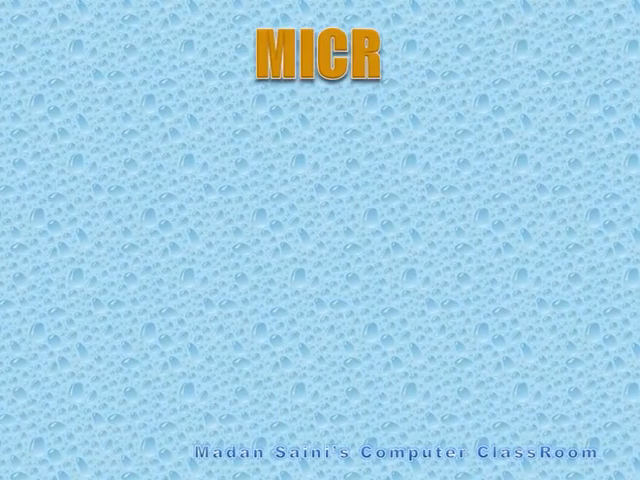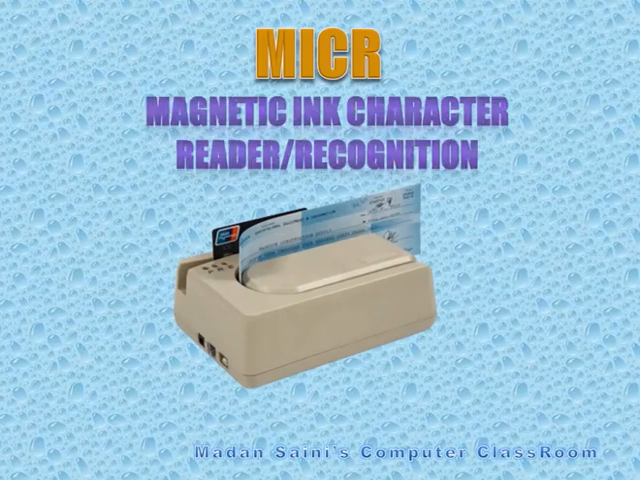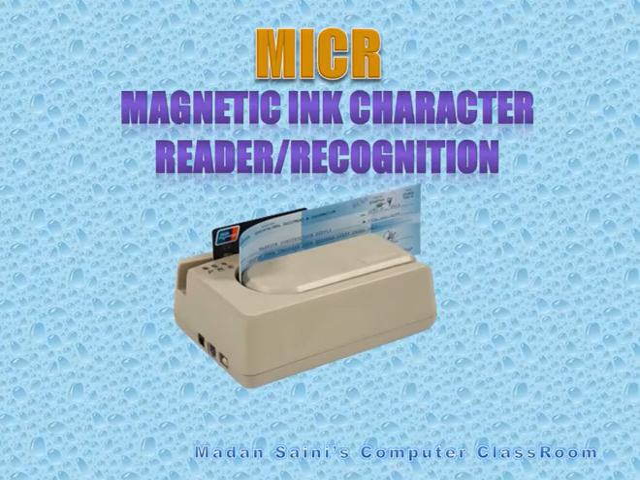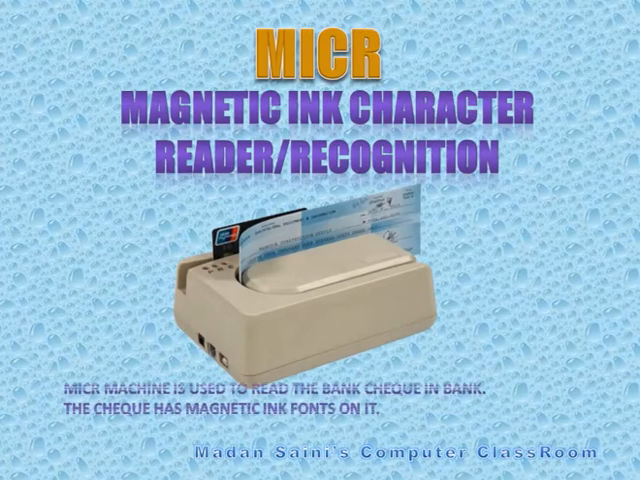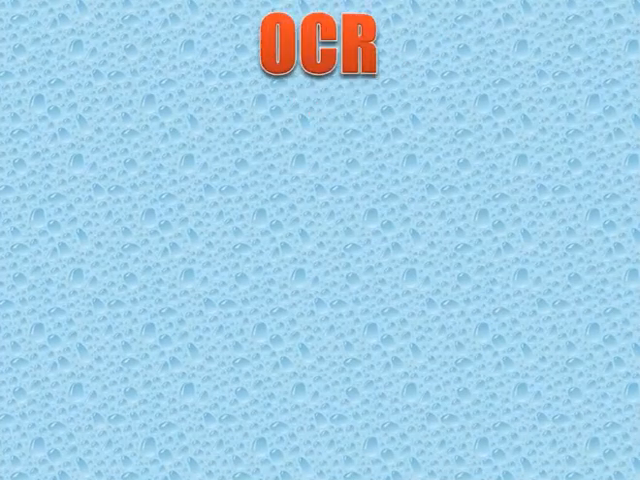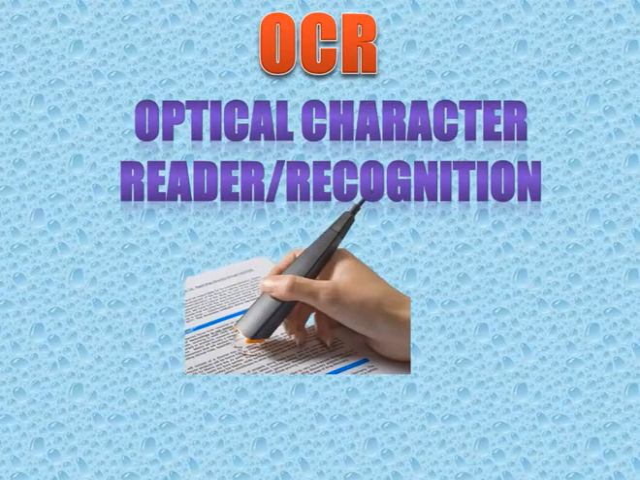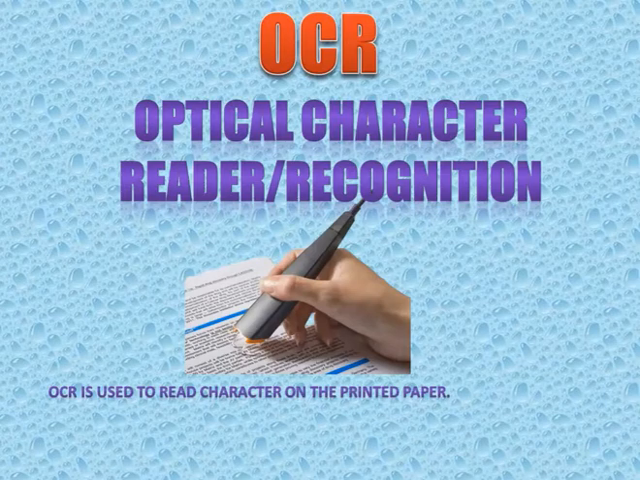MICR. MICR machine looks like this. It stands for magnetic ink character reader or recognition. MICR machine is used to read the bank checks in bank. The check has magnetic ink fonts on it. Next one, OCR. OCR stands for optical character reader or recognition. OCR is used to read the characters on printed paper.